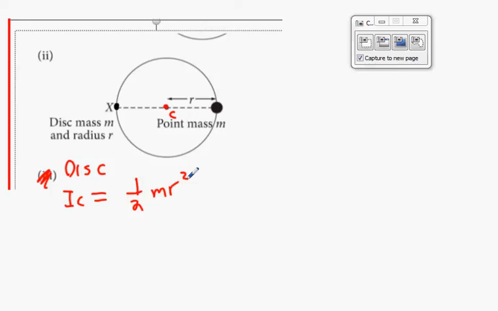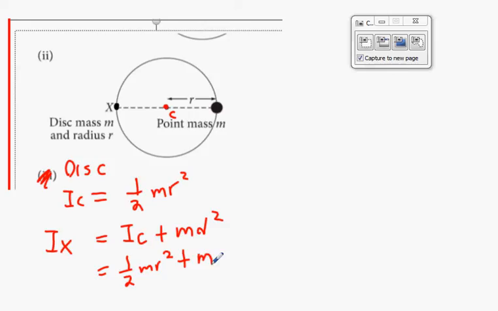Next thing I'm going to do is try and change the disc to rotate around x. What's the adjustment I need to make? IC plus md squared, which is a half mr squared. What's the mass of the disc? What's its distance away from x? Its center of gravity's distance away from x. Or 3 over 2 mr squared.